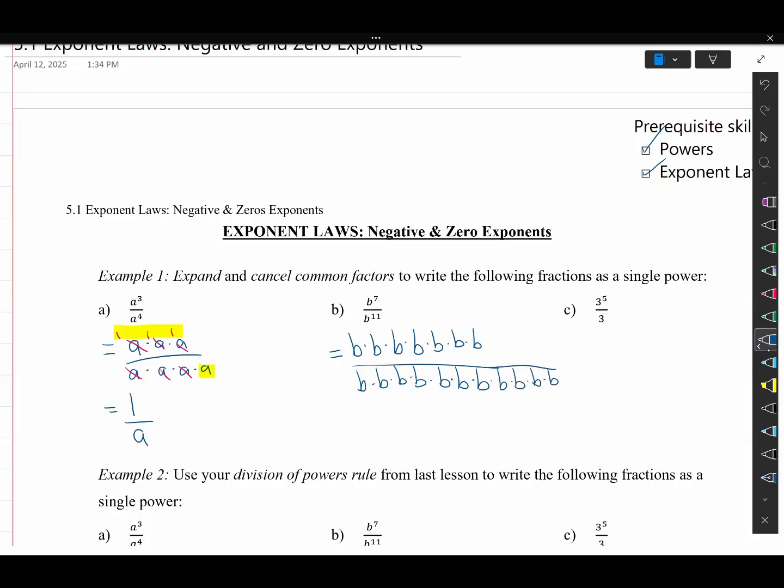Good, so we recognize here we can cancel out 7 b's from the numerator and denominator. We're going to be left with simply 1 over b to the exponent 4. Fantastic. Well, that's all well and great. Let's double check. Does that work?